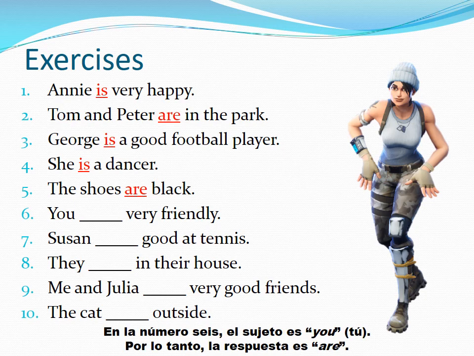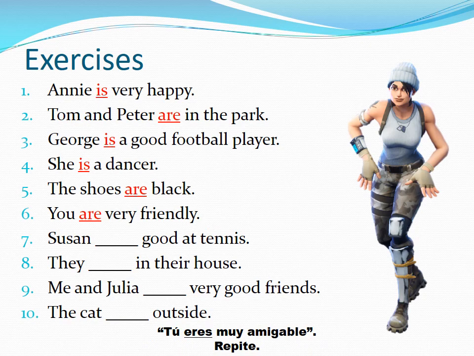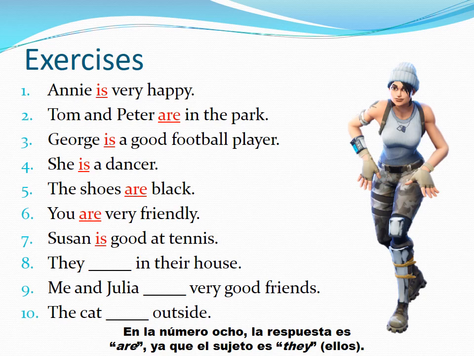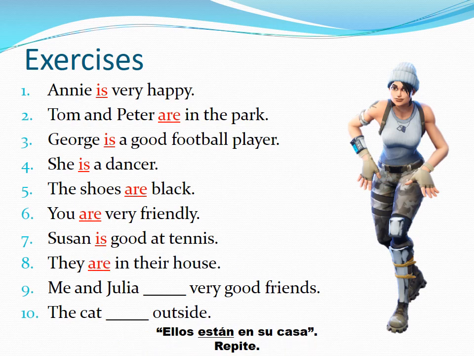In number 6, the subject is you. Therefore, the answer is are. You are very friendly. Repeat, you are very friendly. In number 7, Susan equals she. Therefore, the answer is: Susan is good at tennis. Repeat, Susan is good at tennis. In number 8, the answer is are, since the subject is they. They are in their house. Repeat, they are in their house.